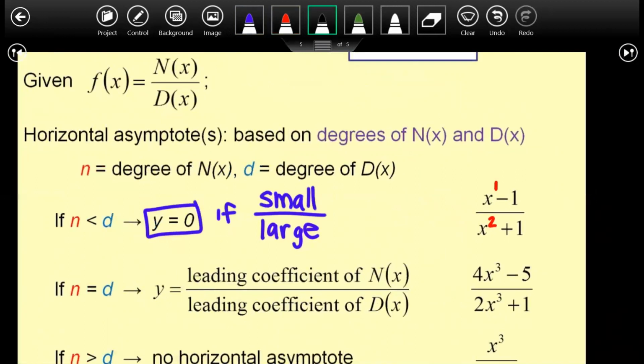A quick graph of this would mean a horizontal line at y is equal to 0. It's going to be on our line. I'm not going to graph anything but our asymptotes.